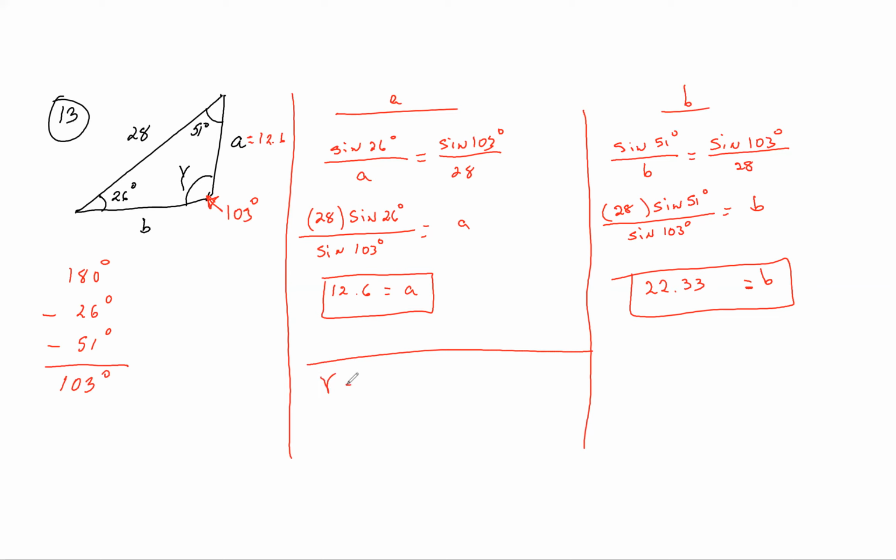They're asking for this angle that we got already. We know alpha, we know beta, we know small b, small a, and c. And you complete the triangle.